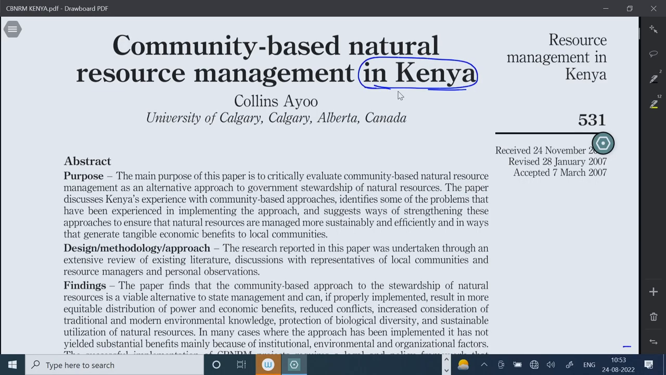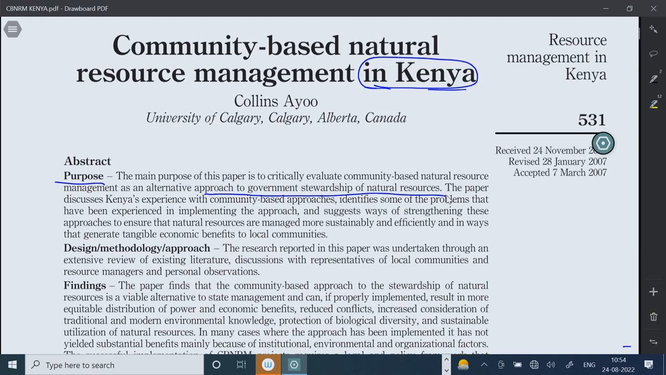So, the purpose of this particular paper is to critically evaluate community based natural resource management as an alternative approach to government stewardship of natural resources. There are many cases you will find, in our country as well as outside, where government takes control of the natural resources, especially forests. There are various reasons why government actually takes control of these resources. I will come to those aspects in a few minutes.